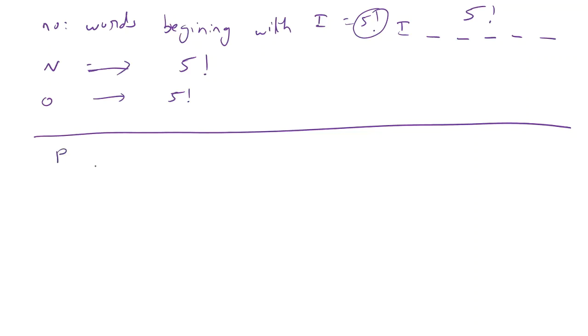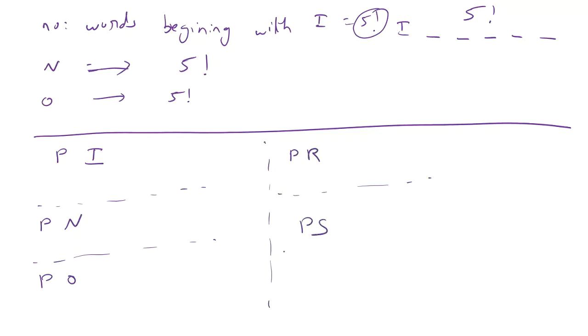After fixing the letter P, the next dictionary letter is going to be I. I will have all the words which begin with PI, all the words which begin with PN, all the words which begin with PO, and after that all the words which begin with PR and all the words which begin with PS. Our required word prison is in this box.